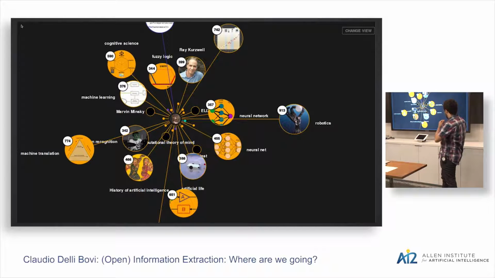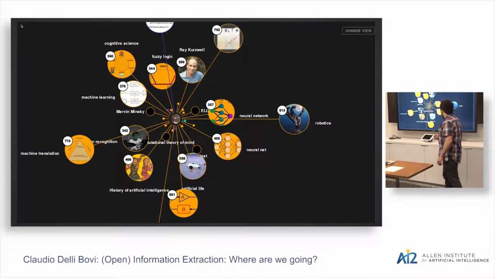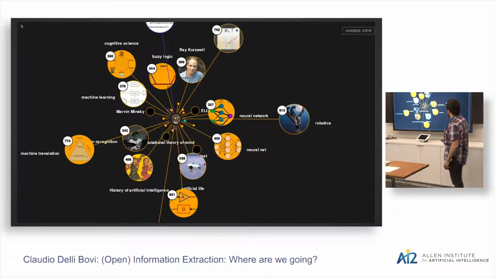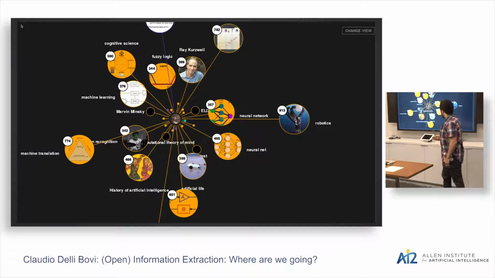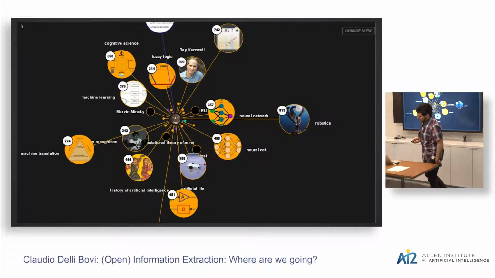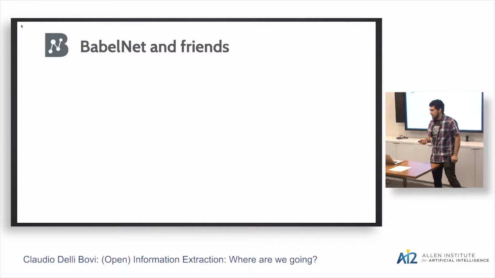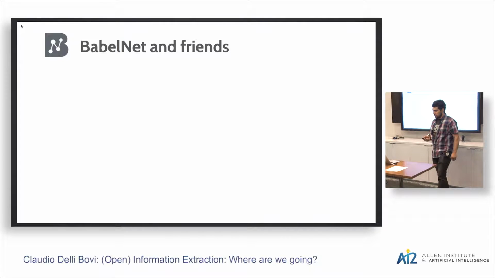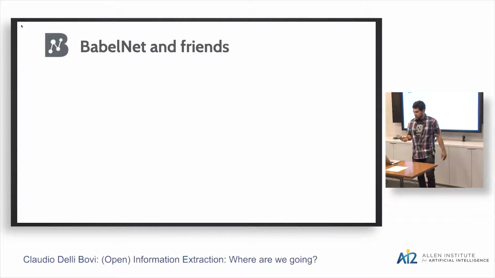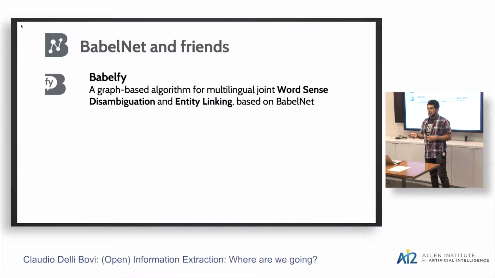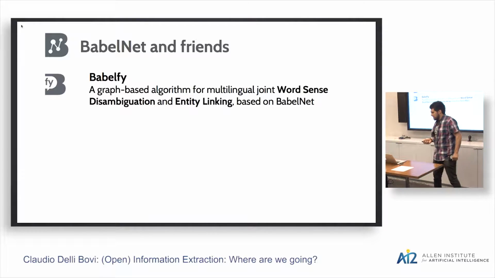So here you can see this snapshot is a neighborhood of the node artificial intelligence. You can see a lot of things here: machine learning, Marvin Minsky, only the closest neighborhood, I would say. And as a matter of fact, BabelNet is, I would say, our core project, and we've built a bunch of things around it. First of all, we built a disambiguation algorithm, obviously. It's a graph-based disambiguation algorithm that we call Babelfy because it's entirely powered by BabelNet.